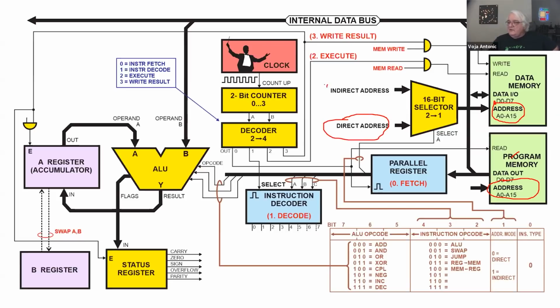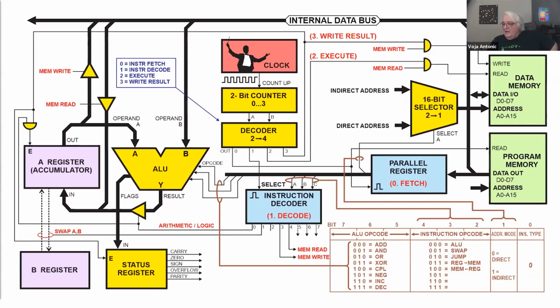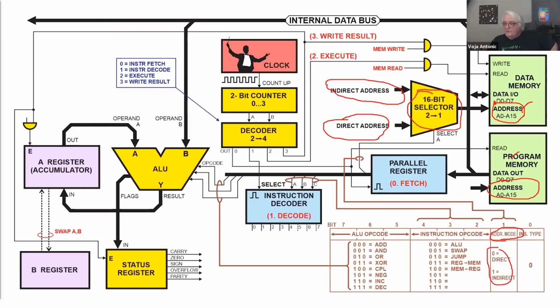But there is also indirect addressing, when the instruction says, write this data to memory addressed by the accumulator and B register, for instance, and so on. It's indirect addressing. That's why we have a selector here, because one of these bits, the addressing mode, can be direct or indirect.